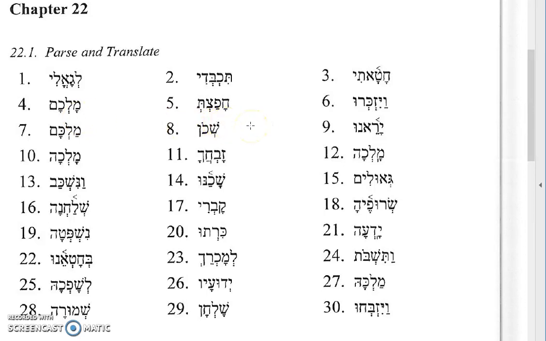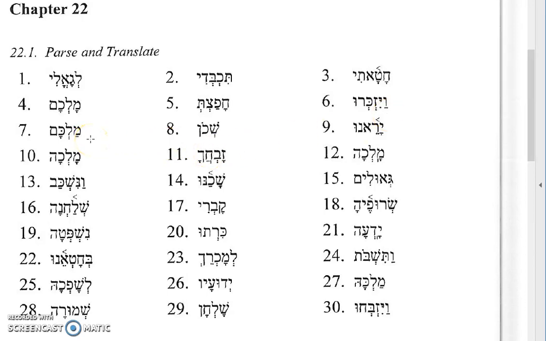Number 5 is chafatst. Again, that's going back to the qal perfect, second feminine singular from chafats, and it would mean you, lady, take delight in, or similar. Number 6 is vayizkeru. That's clearly a vav consecutive plus a qal imperfect, or preterite if you'd rather, third common plural from zakar, to remember, and it means and they remembered.